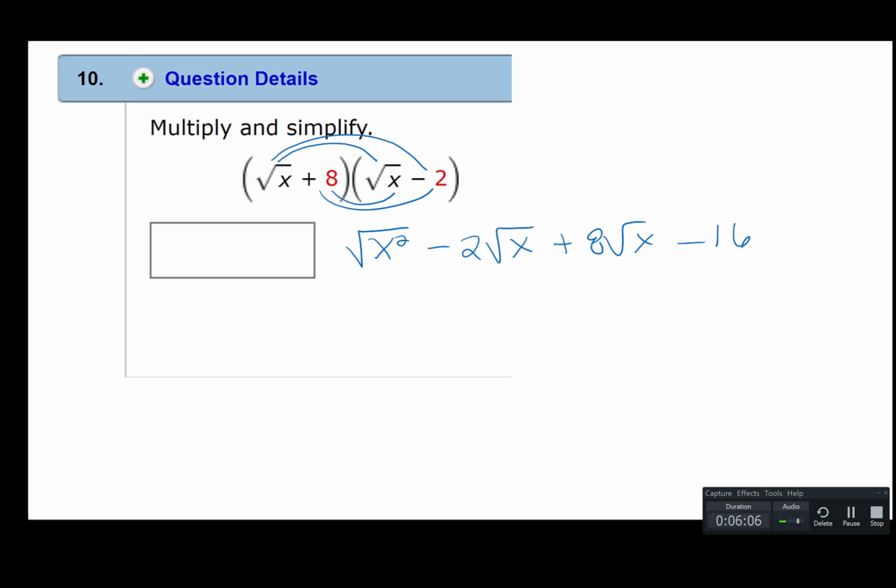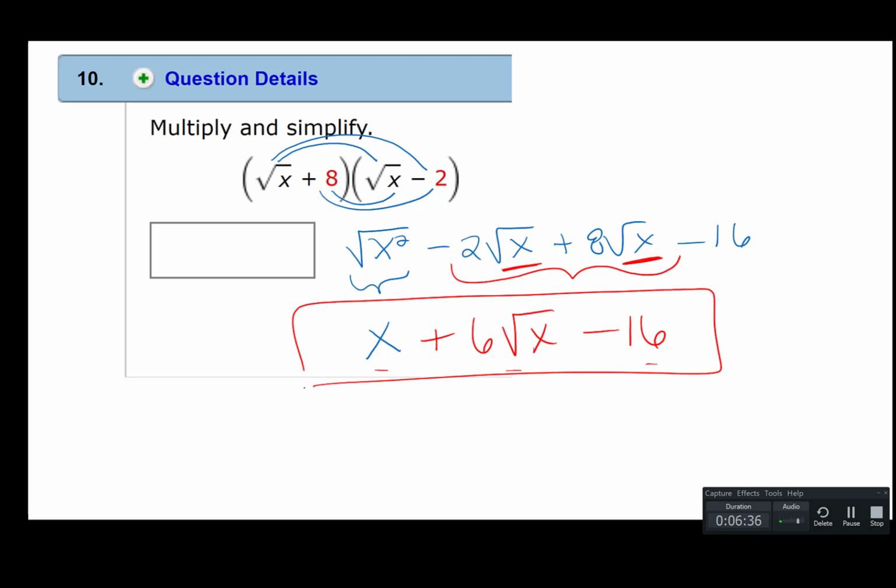Now let's go back and simplify. Square root of x squared is x. We can combine these together because it has the same radical. So this is plus 6 square roots of x minus 16. There's nothing we can do with the 16. And none of these have the same radical, and so that's your final answer.